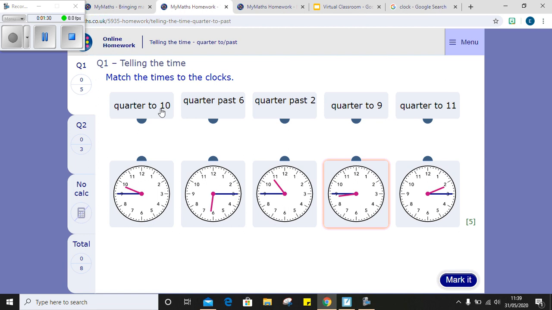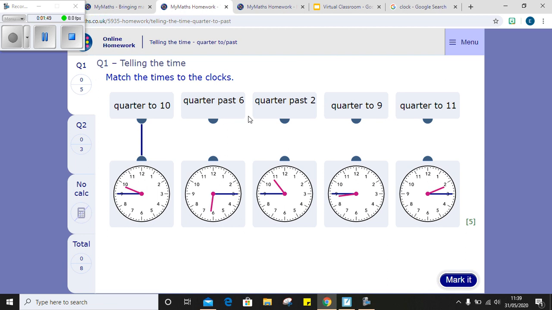Right, now I'm going to look at that hour. So it's a quarter to 10. So that hour hand needs to be on the way to that 10 o'clock. Oh, so it's just the one just underneath here. See if I can match these together. Fantastic.